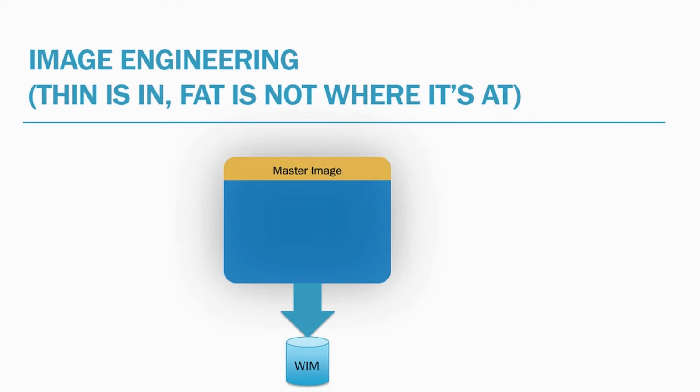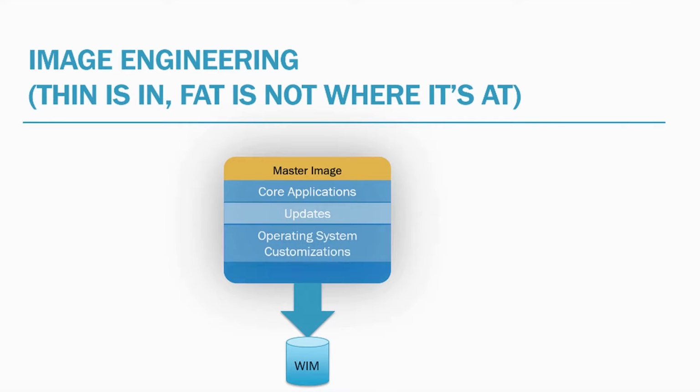Thin is in. You want to keep it lean and mean for one reason. It's less items that we have to troubleshoot if we add a new component, if we add a new application, if we add a new hardware model. Our goal is to make sure we can easily regression test without any problems. So let's talk about this. What goes into the master image itself?